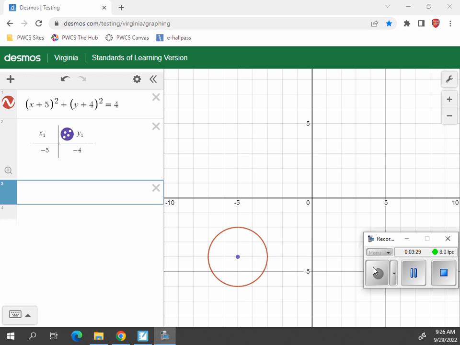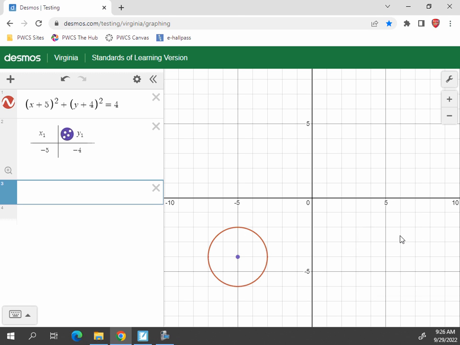So I can use Desmos as a tool to check that I have the right answer. And you can see that when I graph the equation that we had, here's our circle. And then I plotted the coordinates of the center that I decided it was, and you can see it's right there in the middle. And so I have it correct. So you change the sign from the equation to write the coordinates of the center.